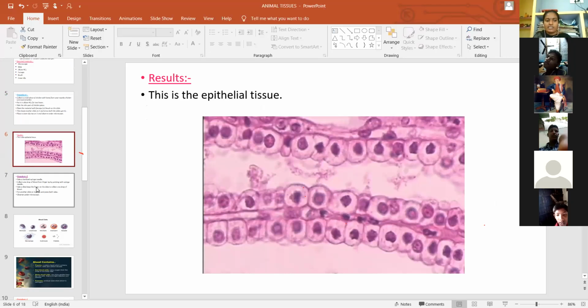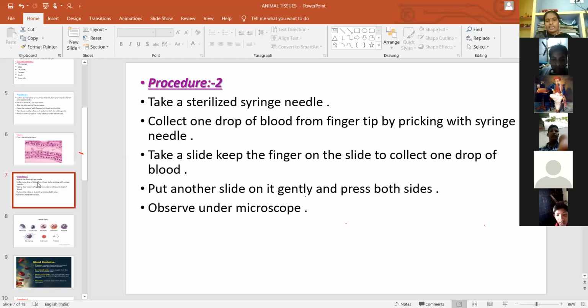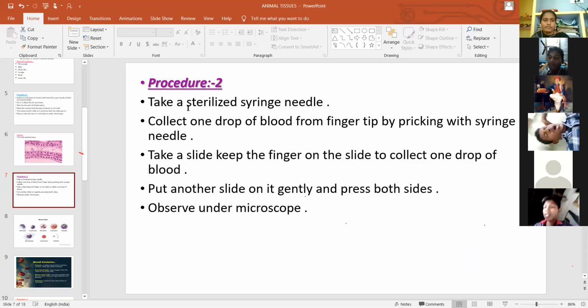And next is the next experiment. First, we take a sterilized syringe needle, prick the finger, and collect 1-2 drops of blood with the syringe needle. Take this slide and keep the finger on this slide to collect 1 drop of blood.